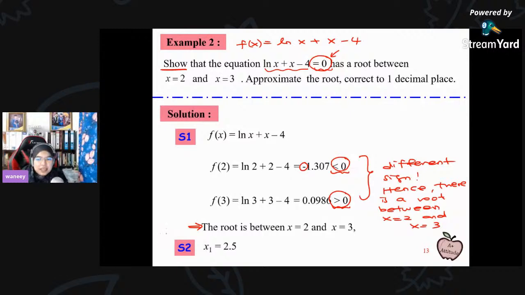Okay, so the second step, you have to approximate the root. How to approximate the root? We take the first number plus the second number, and then divide them by 2. So our initial approximation is 2.5, correct to 1 decimal place. That is the reason why we only have 1 decimal place over there. 2.5. Okay, done with that. Next.